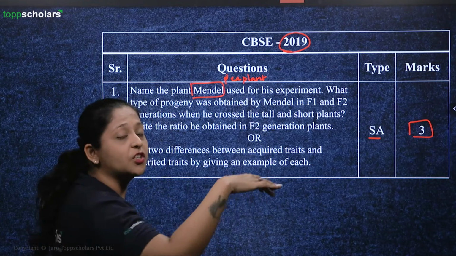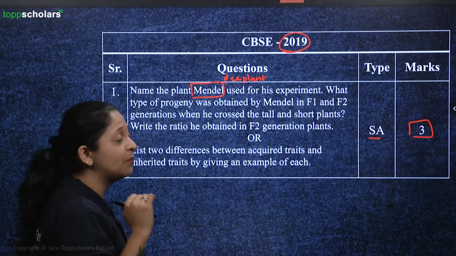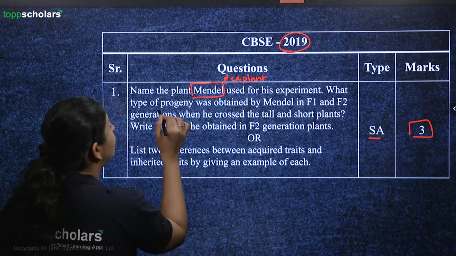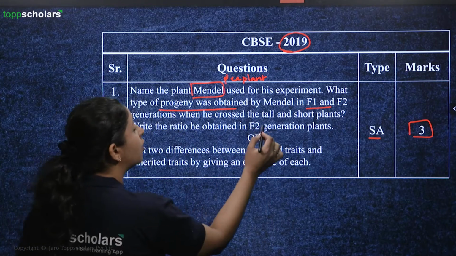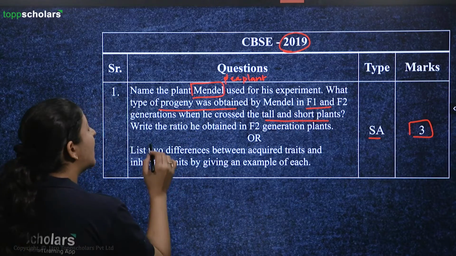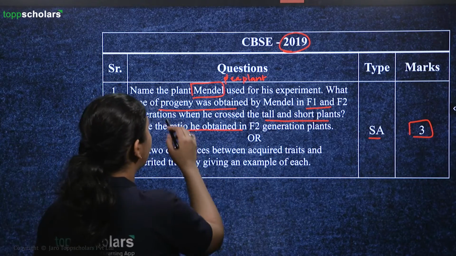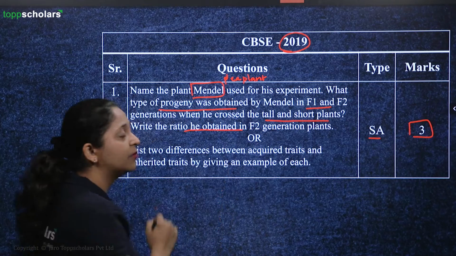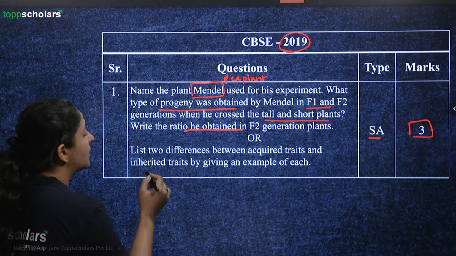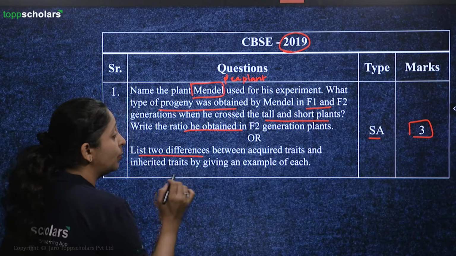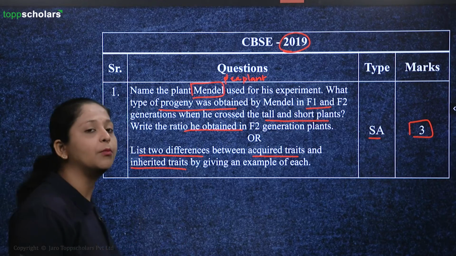By the time we finish this topic, you will be able to realize a few things about what concepts you need to pay more attention to. What type of progeny was obtained by Mendel in the F1 and F2 generation when he crossed tall and short plants, and write the ratio he obtained for the F2 generation. That's it. You have to write what progeny was obtained and write down the F2 generation ratio. Or you can also go for another question, which is: list 2 differences between acquired traits and inherited traits by giving an example of each.